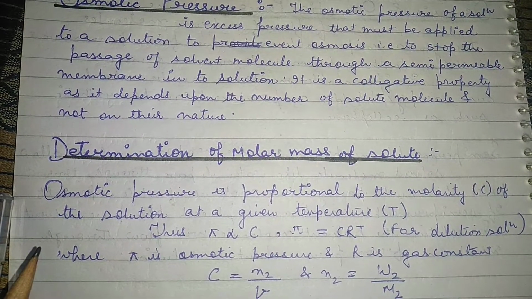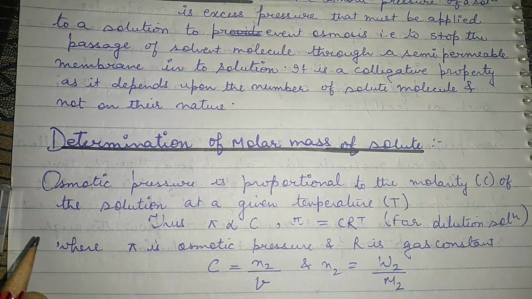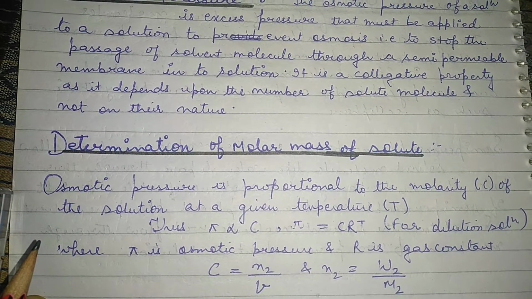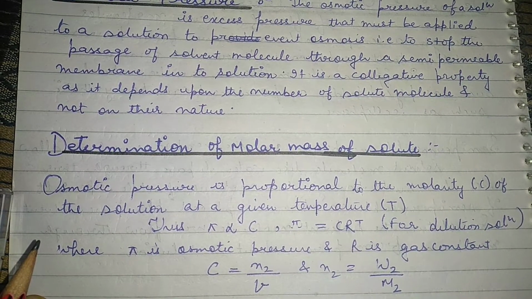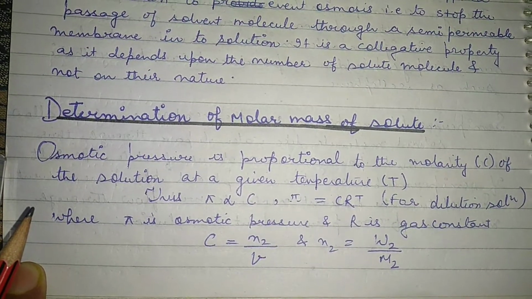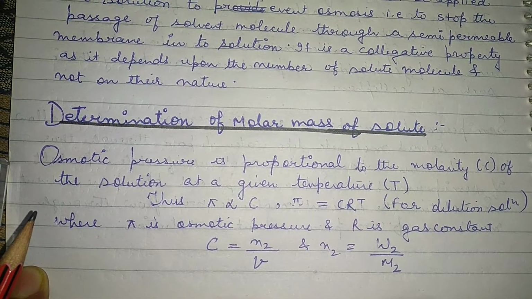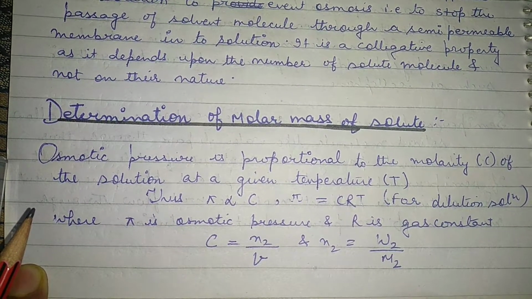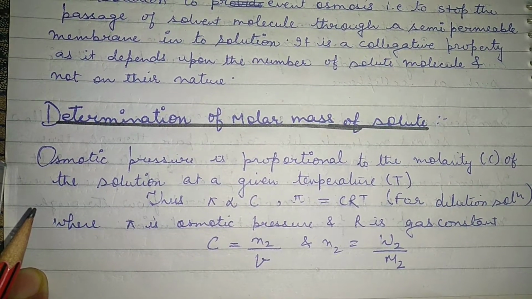So similarly, here pressure we denote by pi, and it is directly proportional to C, where R is a gas constant, T is the temperature, and pi we call the osmotic pressure. So here I have written C is equal to n/V, and n is the number of moles. As we know, the formula to find moles is weight upon molecular weight. So W2 is the weight and M2 is the molar mass.